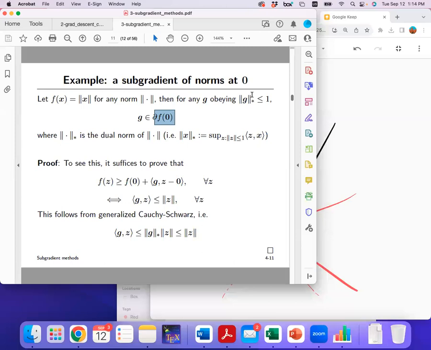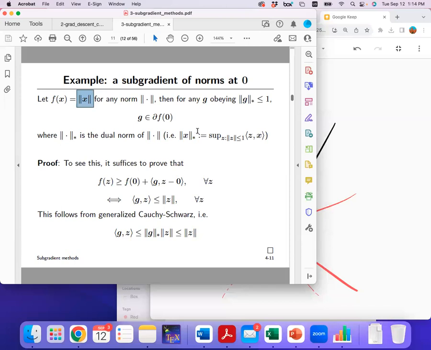Now, what is the dual norm? The dual norm is a norm connected to the original norm. Every norm has a dual norm. Okay, they are forming a pair of norms in the space. And this dual norm is defined in this way. Once you specify this primal norm, we can have a corresponding dual norm.